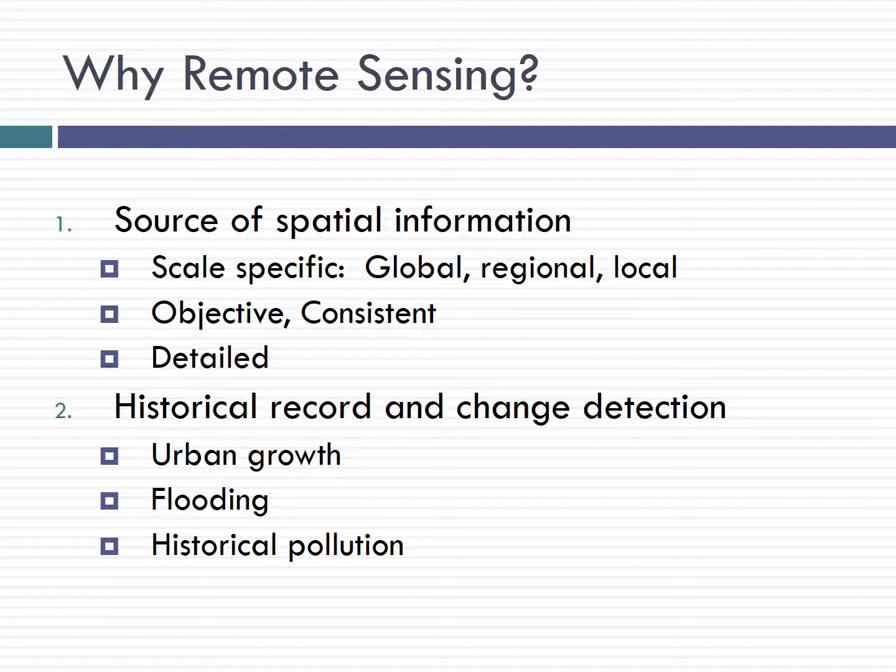Another thing that we do with remote sensing and why it's important is because of the historical record and change detection. Whether you're looking at things like urban growth or flooding, or historical pollution, at the end of the day, what we're really doing is looking at how things were, comparing them to how things are, and if we have good information, we can make good comparisons, and we can actually identify this change, and that allows us to form a historical record or to indicate when these changes are taking place.